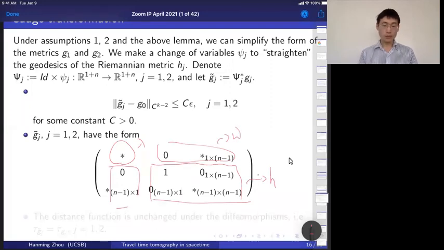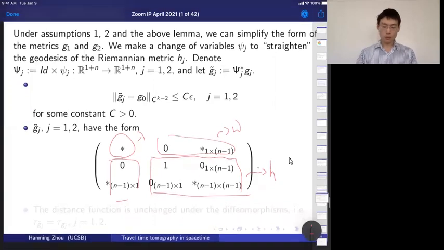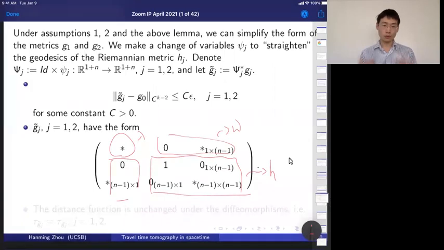Again, as I said, under our assumption, under this coordinates, we can actually make the first component of this omega to be 0. So in that case, under this change of coordinates, we can make this metric have the following special structure. And this will be useful for us later when we try to prove this determination result for the metric.